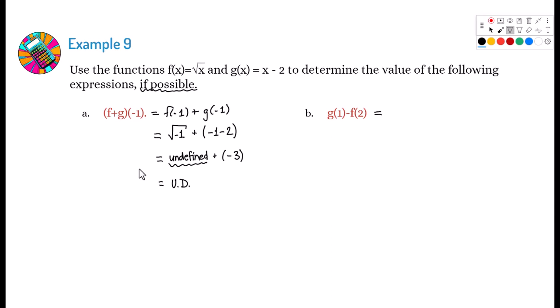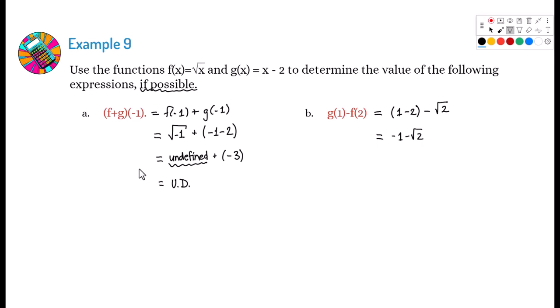g of 1 equals f of 2. Well, it's already in my favorite way, so I'm just going to go 1 minus 2, and I'm going to subtract the square root of 2. Now, everything here is solid. That 2, it's okay to say the square root of 2. That equals 1 minus 2, which is -1, minus root 2.